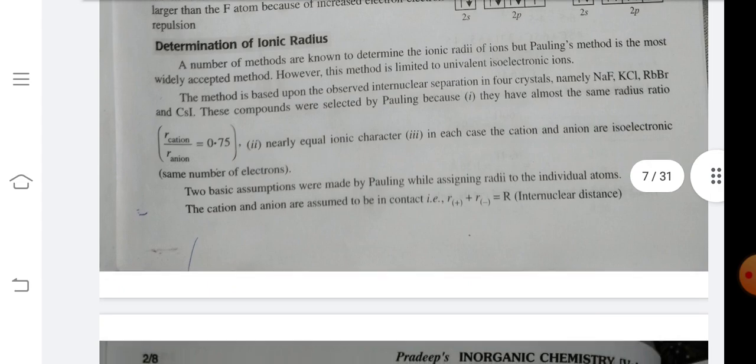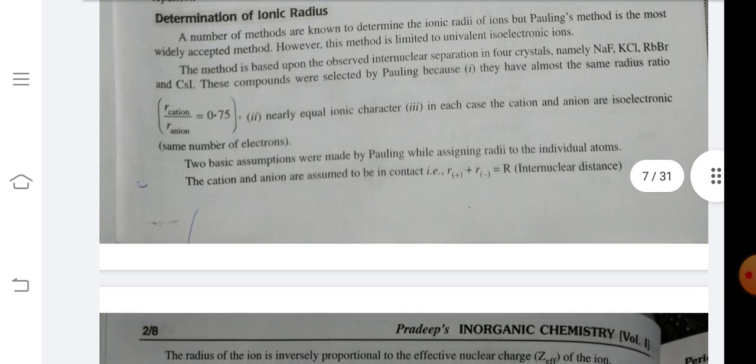Determination of ionic radius. A number of methods are known to determine the ionic radii of ions, but Pauling's method is the most widely accepted method. However, this method is limited to univalent isoelectronic ions. This method is based upon the observed internuclear separation in 4 crystals, namely NaF, KCl, RbBr, and CsI. These compounds were selected by Pauling because they have almost the same radius ratio and nearly equal ionic character. In each case, the cation and anion are isoelectronic.